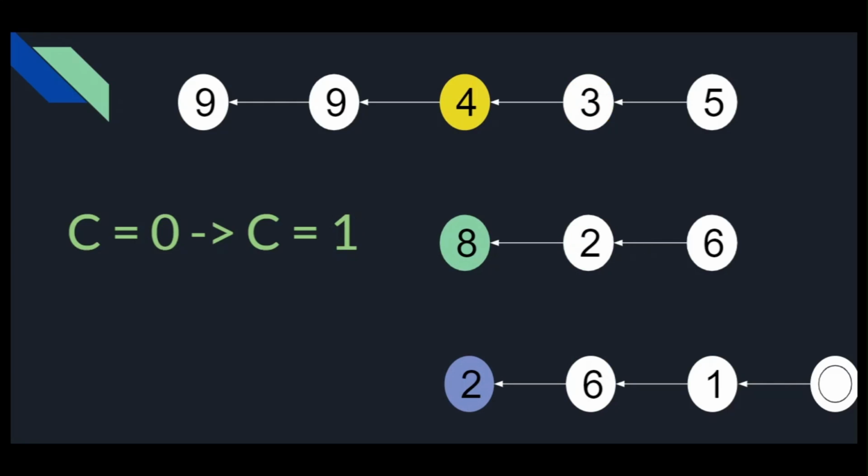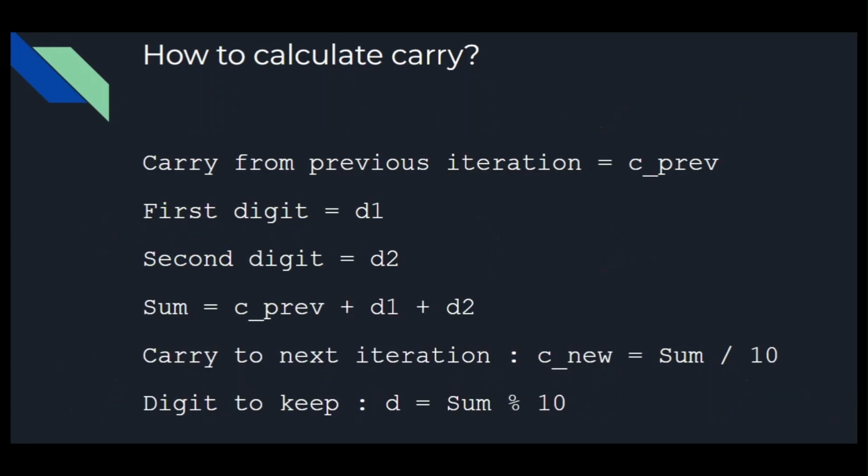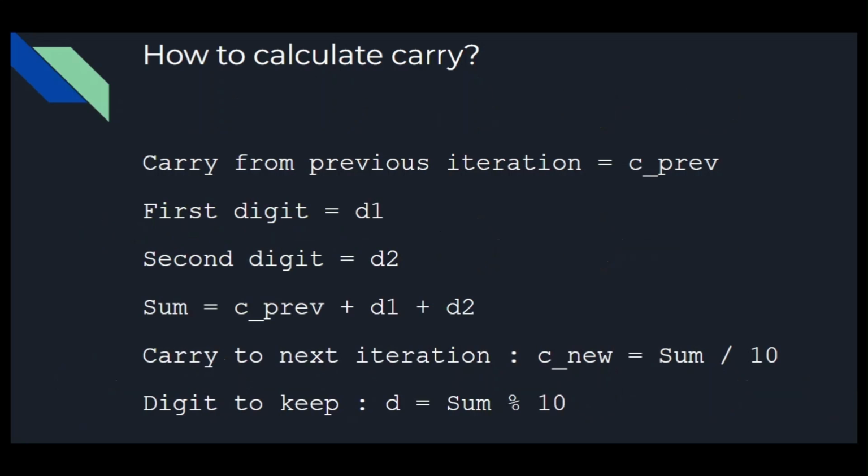Similarly, we will do the whole iteration, and in the end you can see our resulting node is the rightmost node, but we don't need to return that. It was just a dummy node, so we will return result dot next, so the next node of the result.